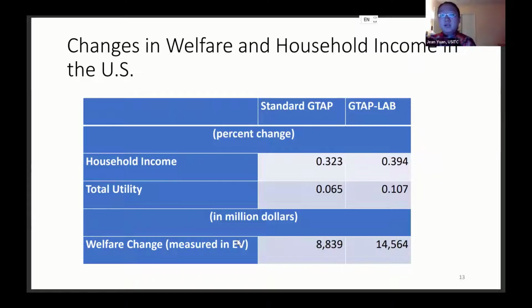And here is the change in welfare and household income for the United States. As you can see here, this bilateral tariff liberalization is resulting in an increase in household income and total utility and increasing welfare, both under the standard GTAP and the GTAP labor model. But the increase is bigger in the GTAP labor model, and that's mainly due to the increase in factor prices, and also the increase in the overall employment under the GTAP labor model, which is driving up the results on the macro level.